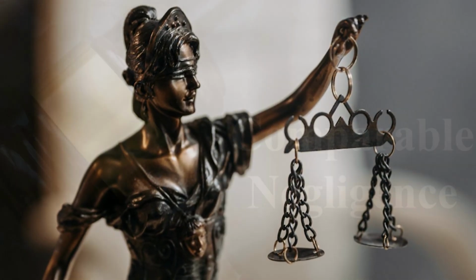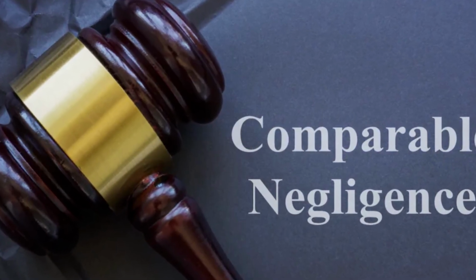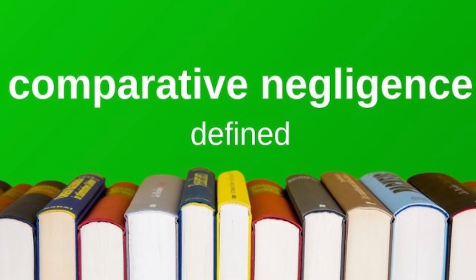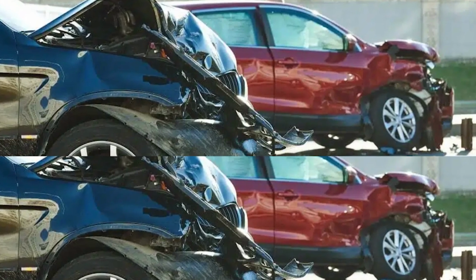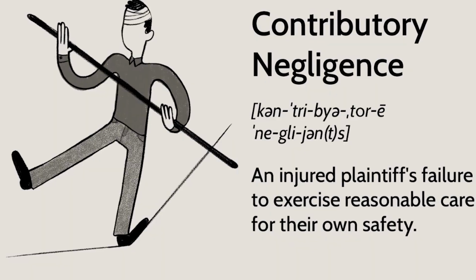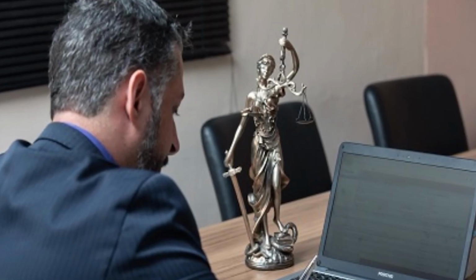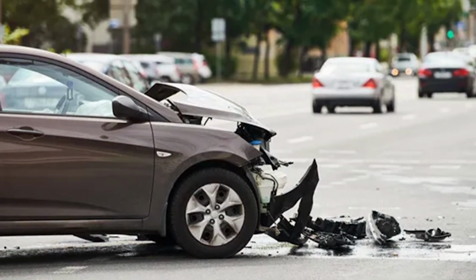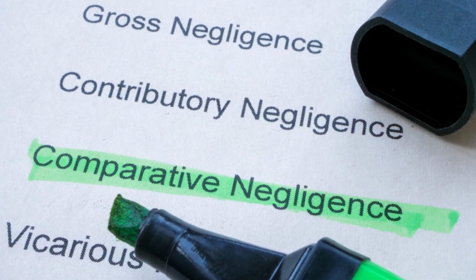In another example, suppose you slipped and fell in a grocery store where the floor was wet with no warning signs. If the court finds you 40% at fault because you were looking at your phone instead of paying attention, and your damages are $20,000, your recovery would be reduced to $12,000. One key point to remember is that the exact percentage of fault assigned to you can make a huge difference in how much you recover. Even a small change in that percentage can mean losing thousands of dollars.